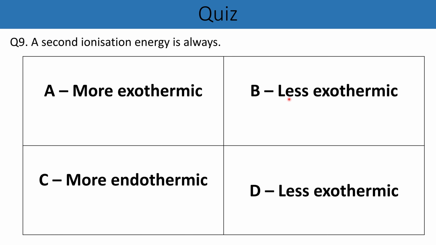Okay, number 9 next. Okay, so for 9, the second ionisation energy, you should have got C. It's more endothermic because it requires more energy to remove an electron, overcoming that attraction from an already positively charged ion. That attraction is going to be stronger if the ion is already positively charged, to remove that second electron from it. Okay, finally then, question 10.